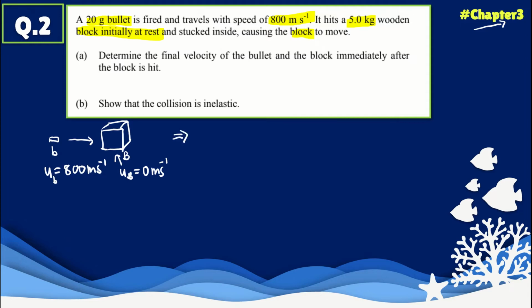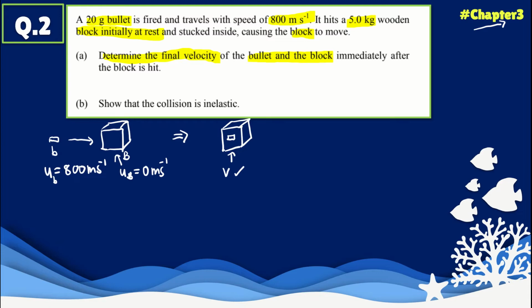So after the collision, the bullet is stuck inside the block. Let's say this is our block and the bullet is inside the block. Now we can think that our bullet and the block will move with a similar final velocity, so they only have one value of V. Based on this condition, let's look at the requirement of the first question: determine the final velocity of the bullet and the block immediately after the block is hit.